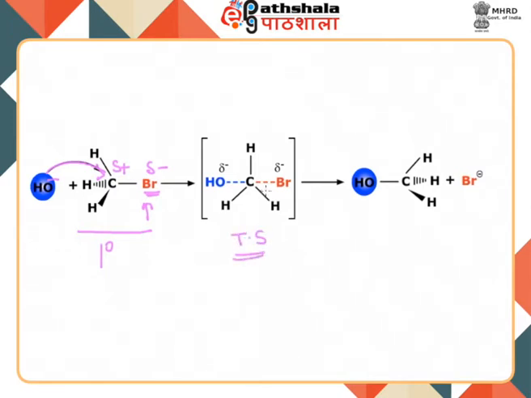And you can notice that in this transition state, this C-Br bond is in the process of breaking, and simultaneously the C-OH bond is in the process of making. Further, what happens is slowly the C-Br bond breaks and you have the removal of Br minus, and this part will be giving you the product which is CH3OH. So, this is how the SN2 mechanism is taking place.